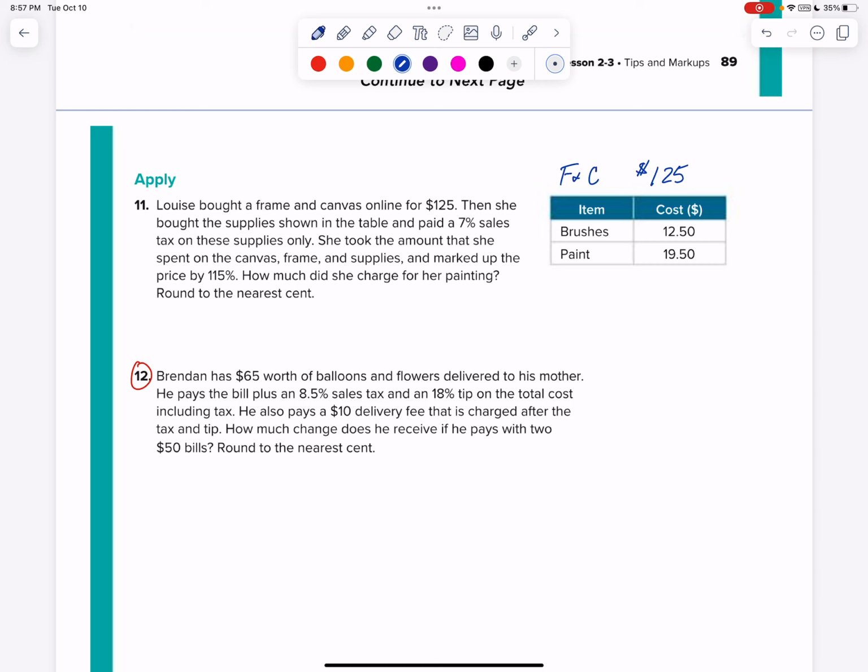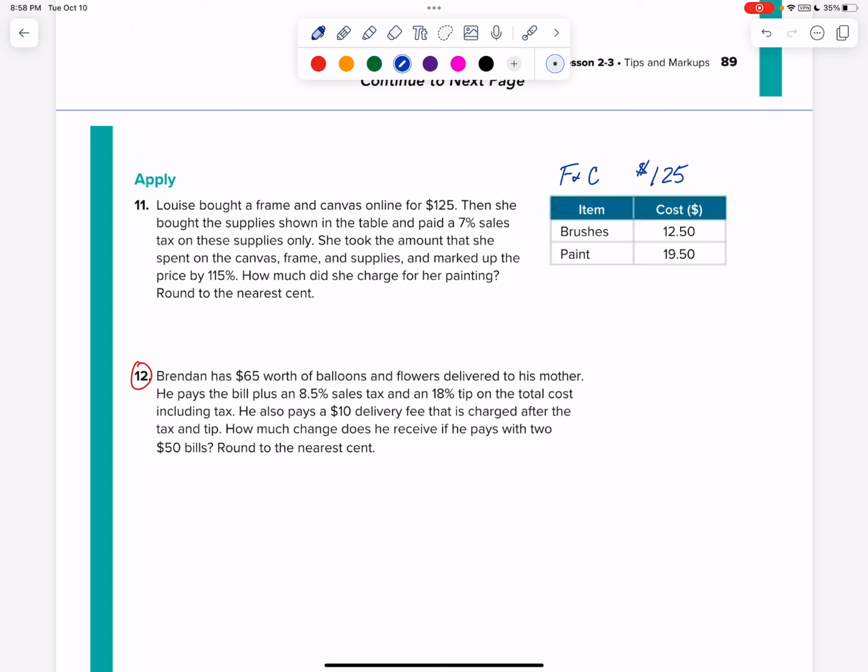Okay, so there's a lot going on here, and as a reader, I have to sort of slow down and think about this for a second. She took the amount from the canvas, frame, and supplies, and she marked up the price by 115%. How much did she charge for her painting? Okay, so let's process this a little bit. And I'm talking you through this because I want you to realize things aren't always so, oh, I know exactly what to do. Sometimes they are, but sometimes they're not.